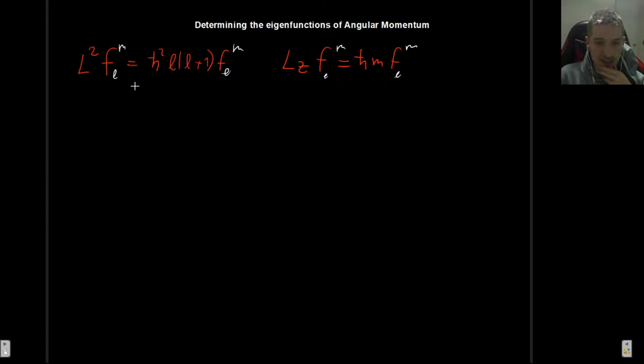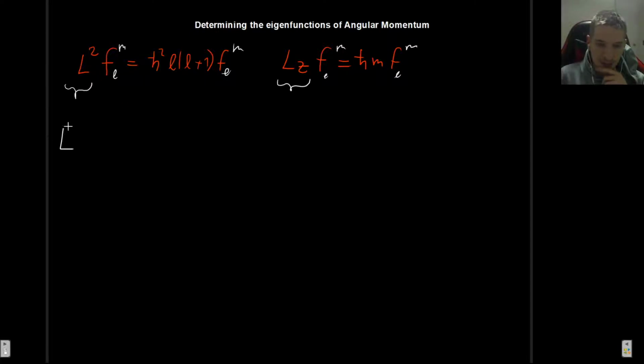So to determine this explicit form of f, we will have to use the explicit form of both the L squared operator and the Lz operator. And with that, we will get a differential equation, well, in fact, two differential equations, because we have two equations here. And when we solve those, we will get the function that we want to find. So let's do that. Let's write now these operators.